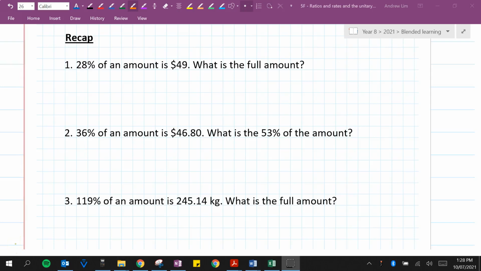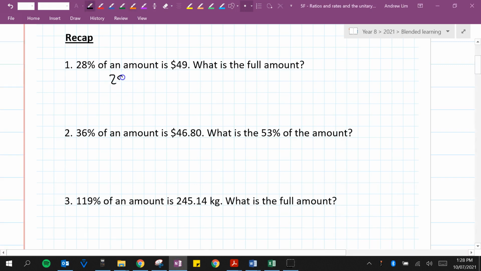Okay, so in this video we're going to be looking at ratios and rates and the unitary method. But before we do that, I thought it's best if we have a look at some recap questions. So 28% of an amount is $49. What is the full amount?